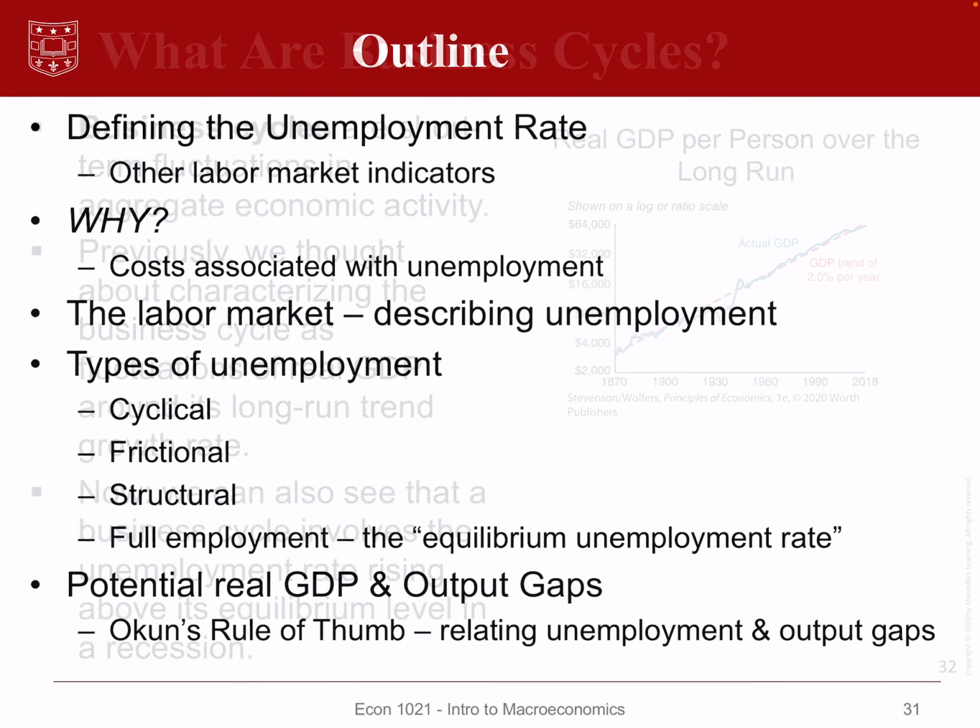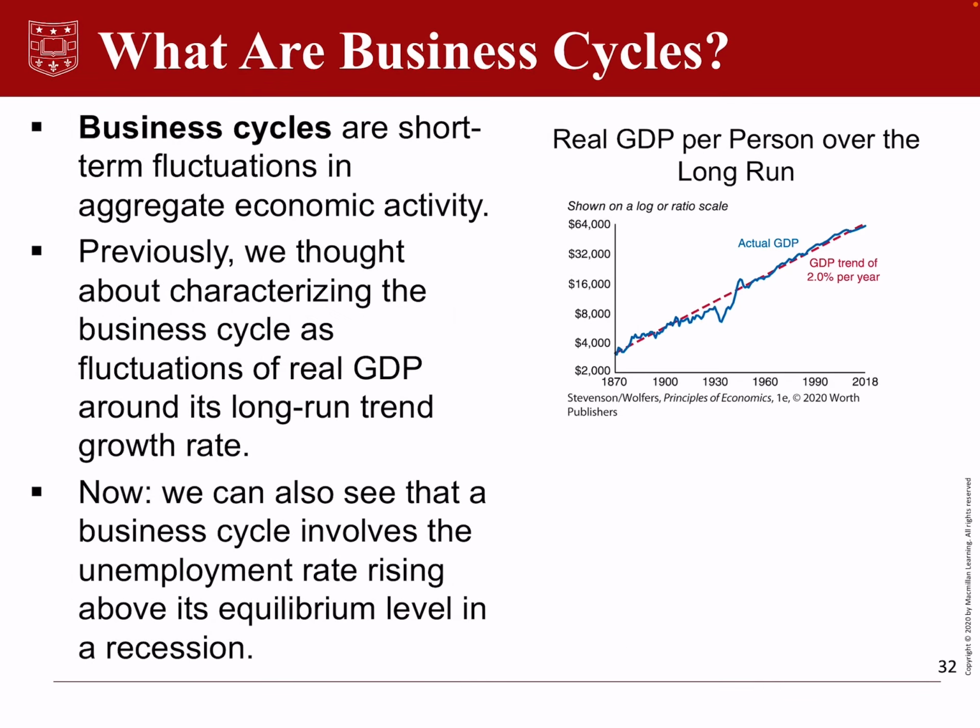So where are we? Well, we talked a while back in our overview of macro notes about a business cycle. So we said a business cycle is recurrent but not periodic, not uniform fluctuations in aggregate economic activity. And one way to describe a business cycle we thought about then was as fluctuations of real gross domestic product around its long run trend growth rate. And so that's what we're showing over here in the graph on the right.